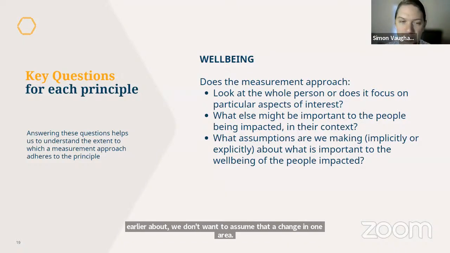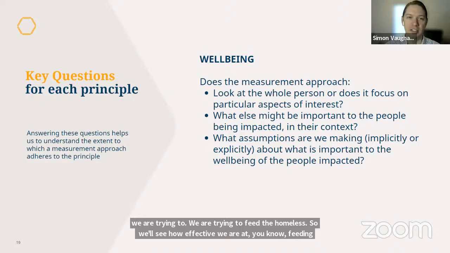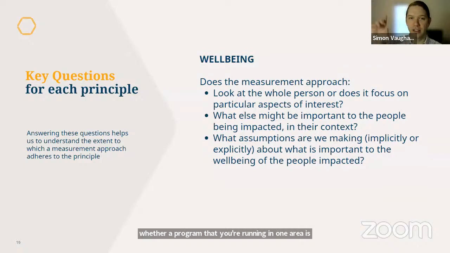A lot of traditional evaluation or measurement has approached it by saying, well, we're trying to do X, so we'll see how well we do X. It's like we are trying to feed the homeless, so we'll see how effective we are at feeding people who are homeless. But it doesn't necessarily consider whether a program that you're running in one area is having negative effects on another area. That's why you need to take the overall picture to understand, okay, are we missing anything in this?